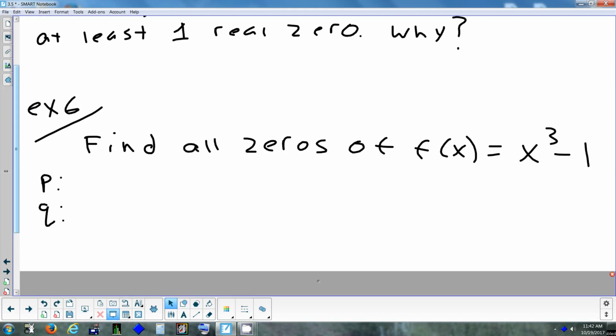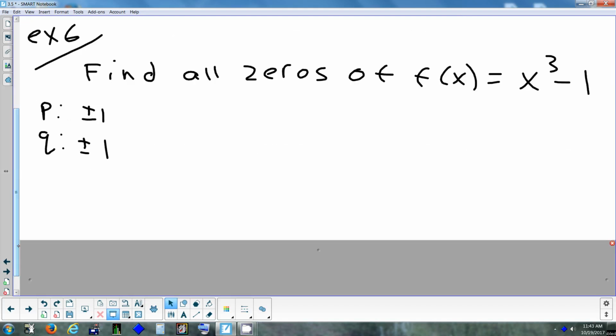So p is all the factors of my constant. Braden, what are the factors of my constant here? Is the constant x cubed? No, that's a variable. Is it negative 1 then? So wouldn't it be 1? And negative 1. So the factors of my constant are 1 and negative 1. What's my leading coefficient? Same thing, 1. So the factors are also 1 and negative 1.